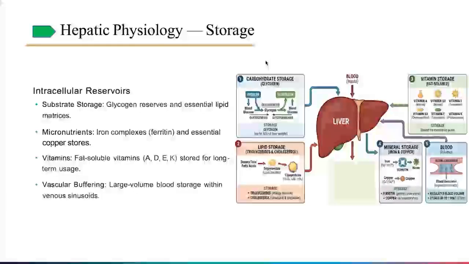Then, storage functions wise, as we mentioned earlier, glycogen is stored in the liver. In a healthy liver, about 100 grams of glycogen is stored, where it can be mobilized as needed. And micronutrients wise, iron, that is ferritin, and copper are stored in the liver. There are storage disorders of these micronutrients, which have clinical manifestations. And fat soluble vitamins, that is vitamin A, D, E, K, are stored in the liver for long-term usage.